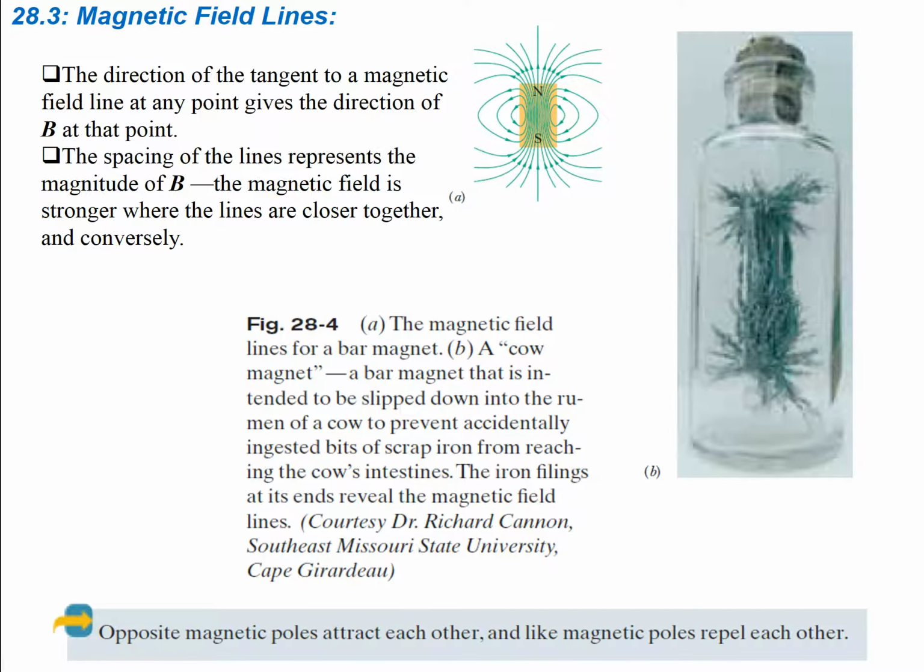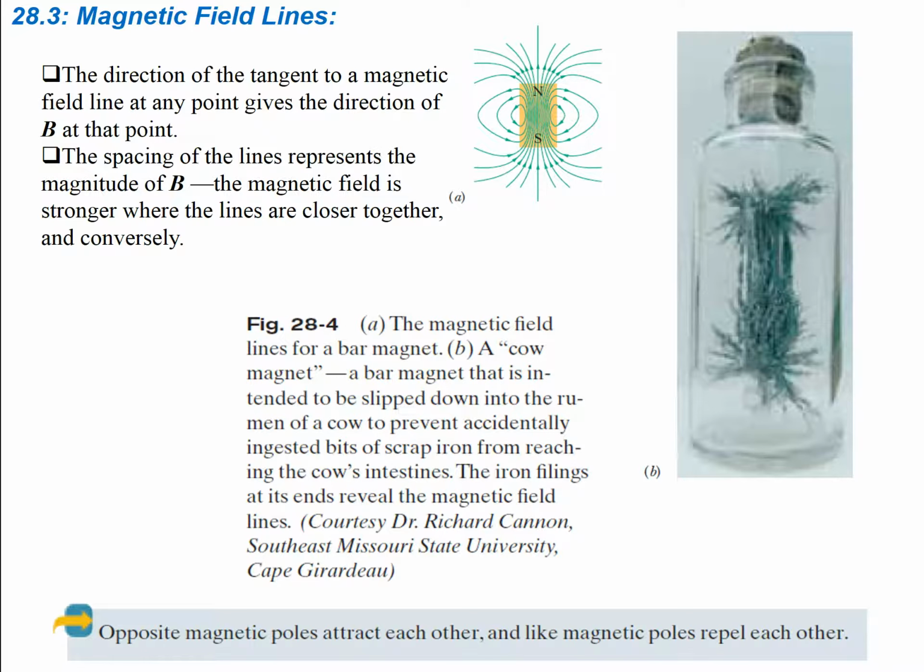Now, magnetic field lines. Again, similar to electric field lines in how they're drawn. The direction of the tangent to a magnetic field line at any point gives the direction of B, or the magnetic field, at that point. The spacing of the lines represents the magnitude of B. The magnetic field is stronger where the lines are closer together, and conversely.